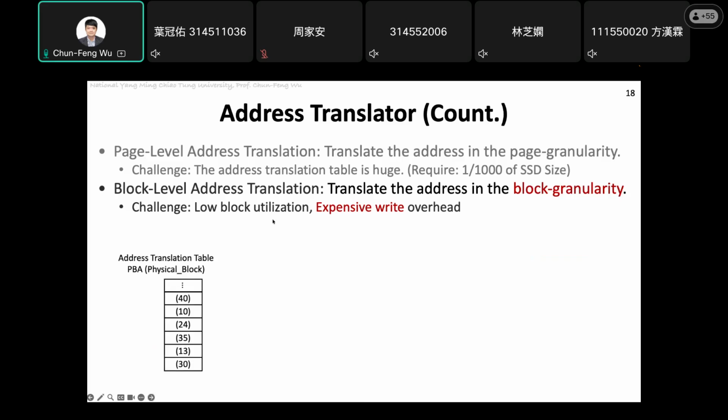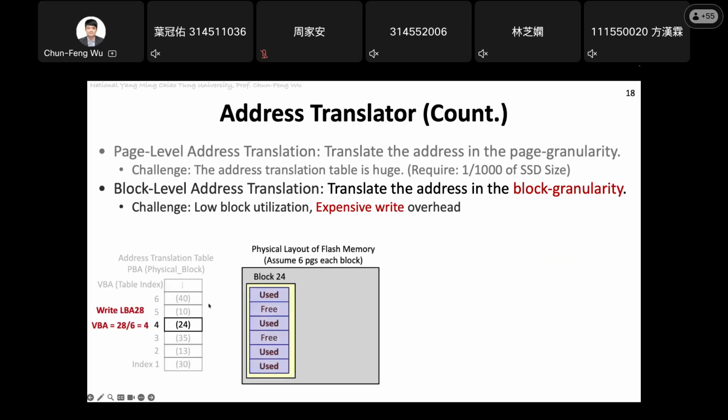So let's go through an example. Now we have the same thing, virtual block addresses from 1 to 6. Inside each entry, what we are going to maintain is the block number. Because this is block level, we don't have page information. We only have block information.